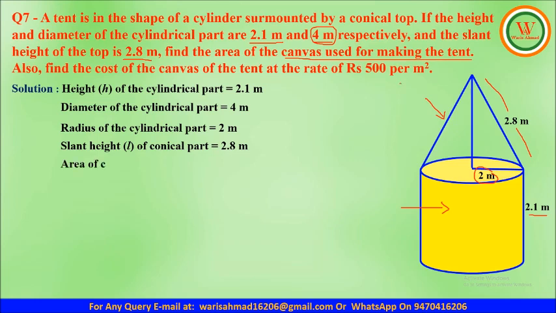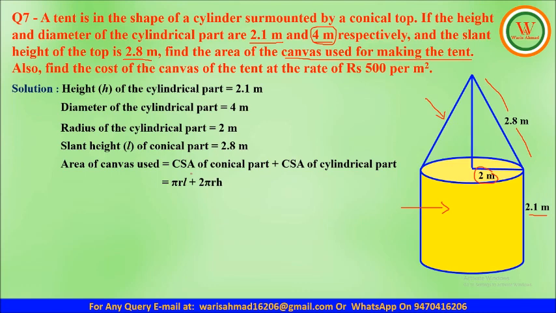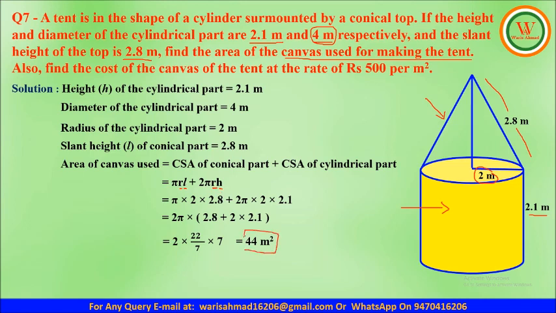So here we can write area of canvas used will be equal to CSA of conical part plus CSA of cylindrical part. As we know, CSA of conical part will be equal to pi RL and CSA of cylindrical part will be equal to 2 pi R into H. After that, we will put the value of radius and slant height here and radius and height here. After putting the values, we can have this equation, and finally we will have 2 into 22 upon 7 multiplied by 7, and the final result will be equal to 44 meter square. So this is the area of canvas needed for making this tent.